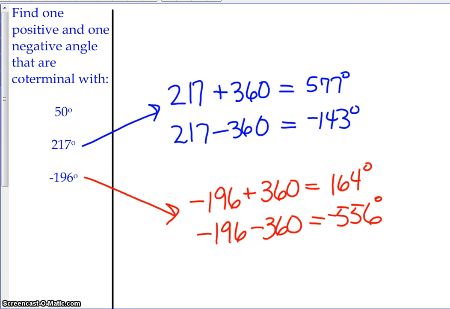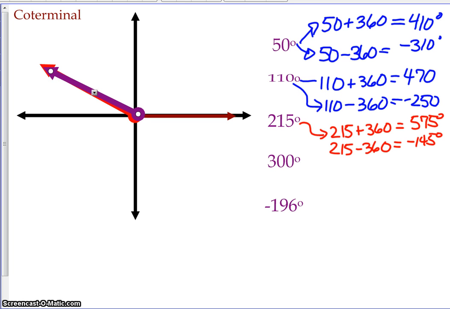Let's go back to this one. Now, I could tell you there's infinite answers here. So I could say here, I think this was when we were at 110. I said, well, I could go completely around once and then stop at 110. I could go around 3 times and stop at 110. So what I did there is I had my 110 and I added 360 3 times.